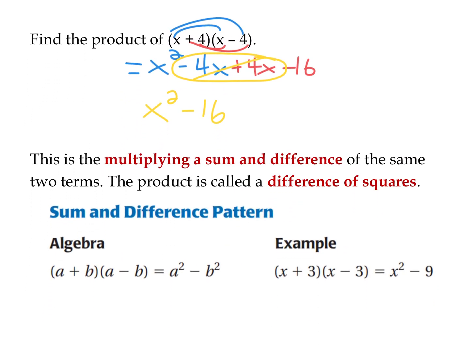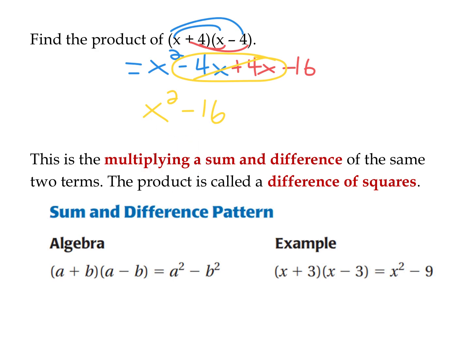Okay? It doesn't matter which one is the plus and which one's the minus. So it could be the minus here and then the plus here, but they're different signs, same binomial. The only difference is one's a plus and one's a minus. So sum and difference, we're multiplying them. We get something called a difference of squares, right? This is a difference, subtracting two perfect squares.